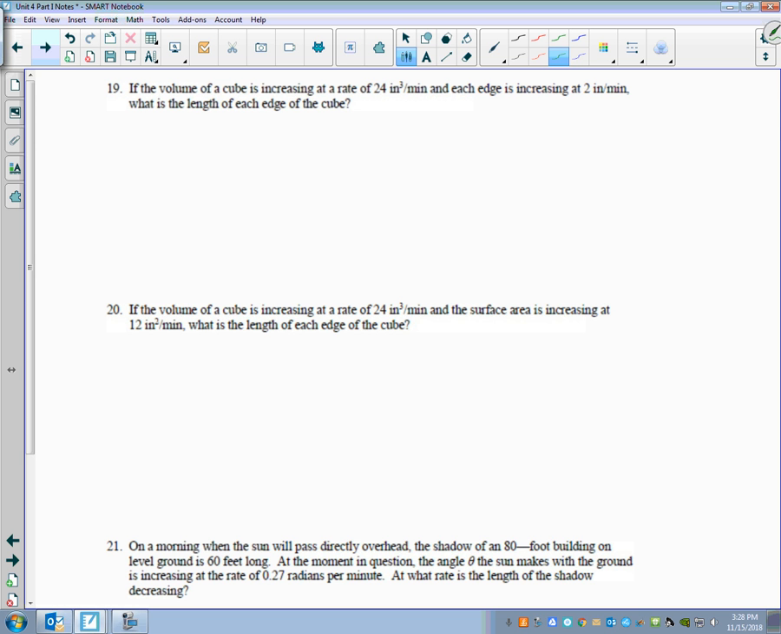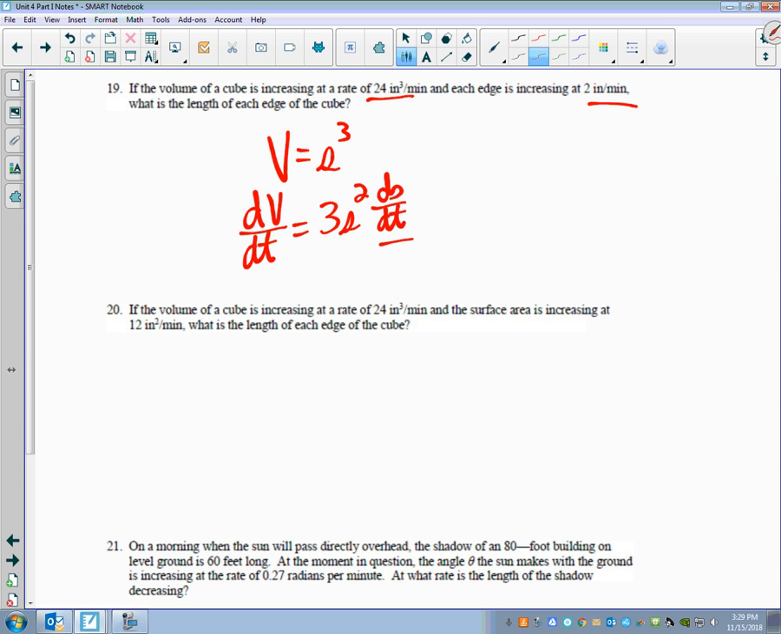These last ones again are ones that are similar to ones I've seen before. It says the volume of a cube is increasing at a rate of 24 inches cubed per minute, and each edge is increasing at 2 inches per minute. What is the length of each side of the cube? Well, the volume of a cube is length times width times height, so side cubed. So then dV over dt equals 3 side squared dS over dt. And since they give you this rate, which is your volume, and they give you this rate, which is this, you could solve for the side now, right?